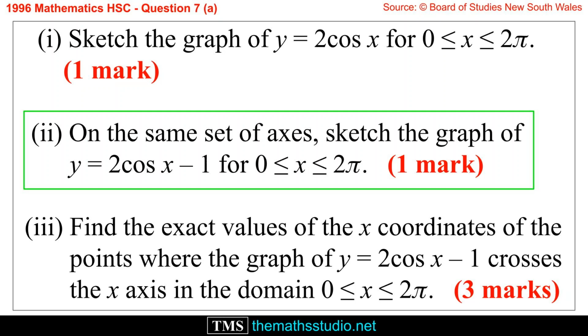Part 2. On the same set of axes, sketch the graph of y equals 2 cos x minus 1 for x greater than or equal to 0 and less than or equal to 2 pi.